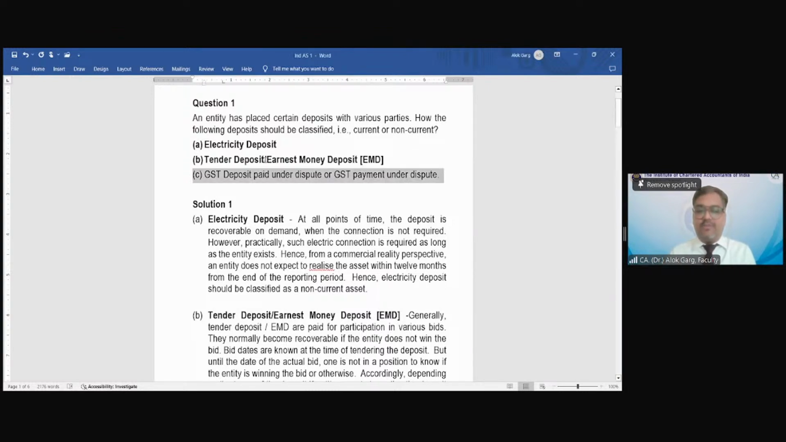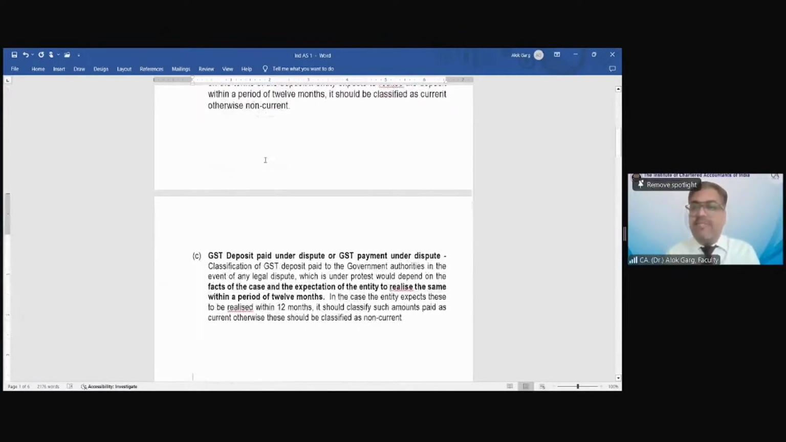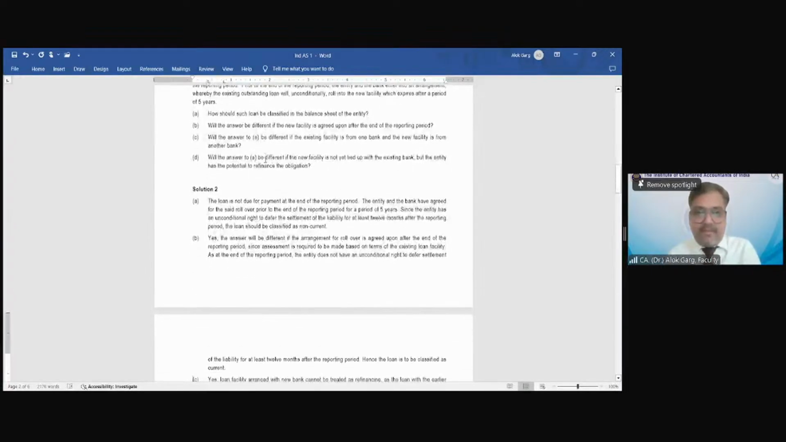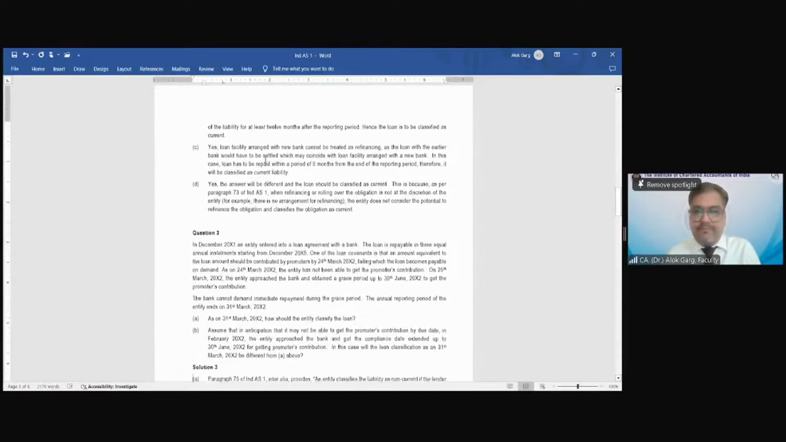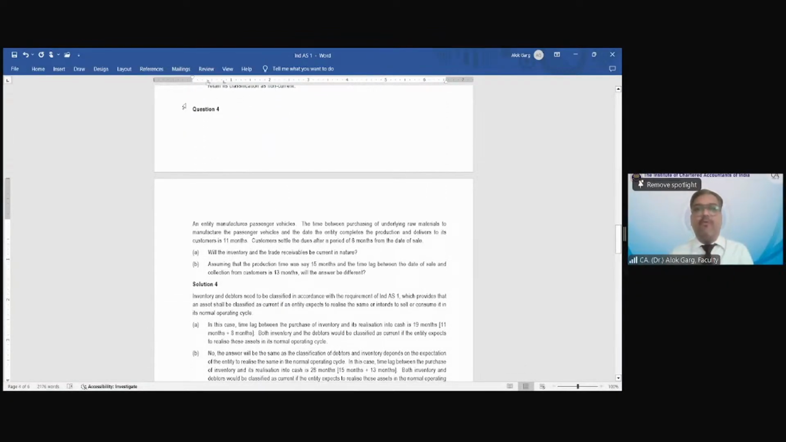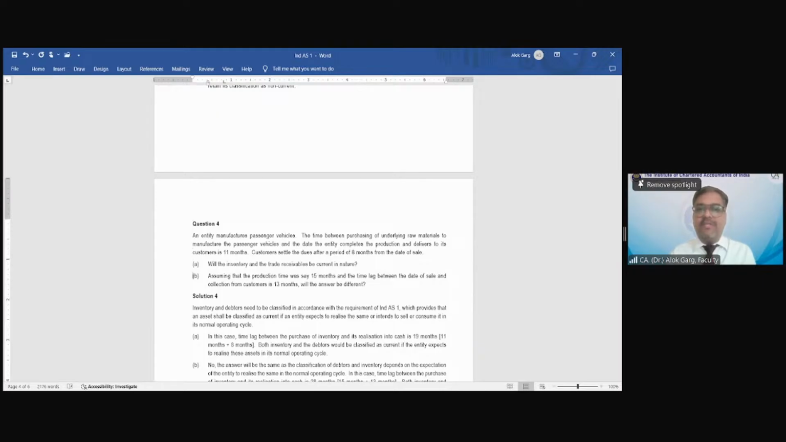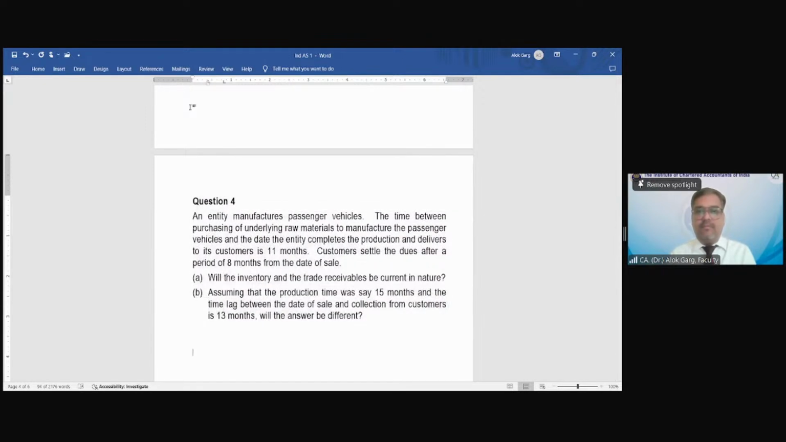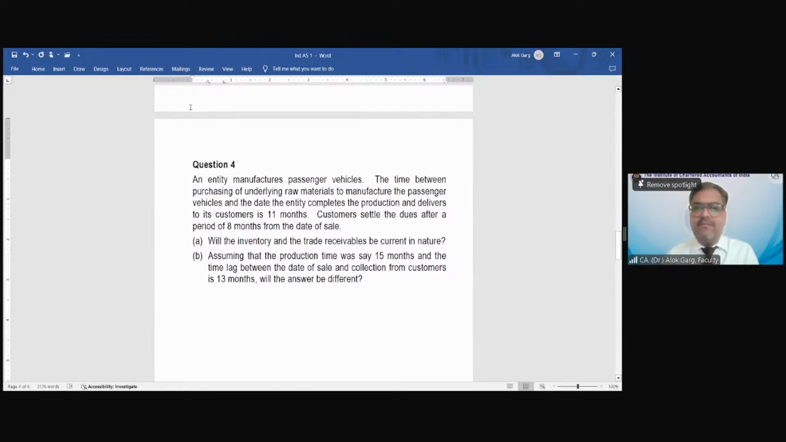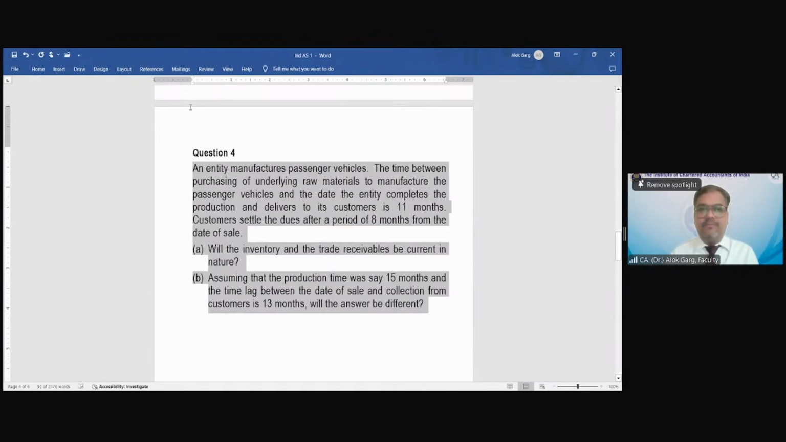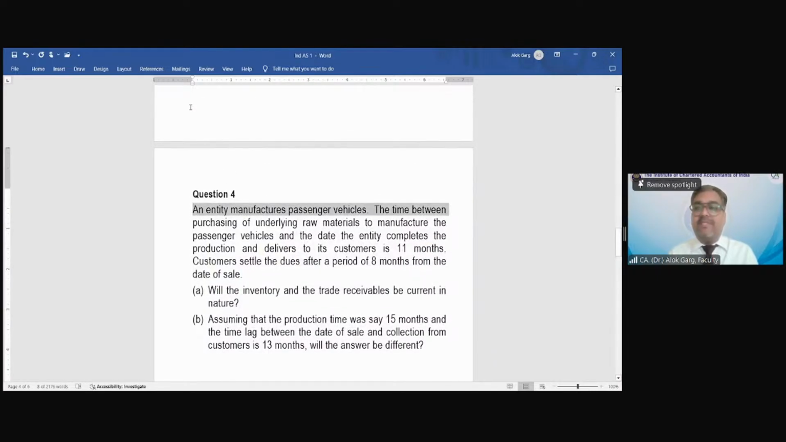Now let's move to the next question, and with the help of that question, we'll complete the concept of current and non-current classification of asset. So let me take you to question number 4 of this word file. I hope the word file is visible to everyone. Yes? Okay. Question number 4. An entity manufactures passenger vehicles.